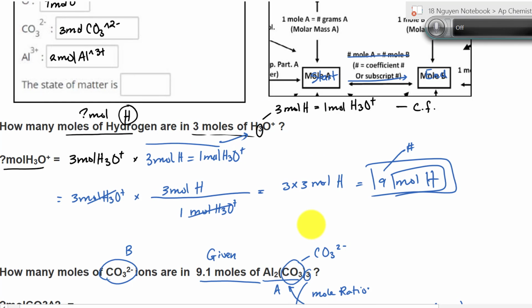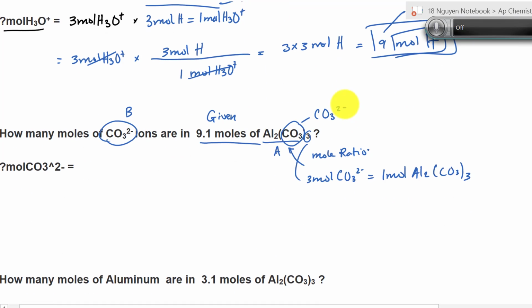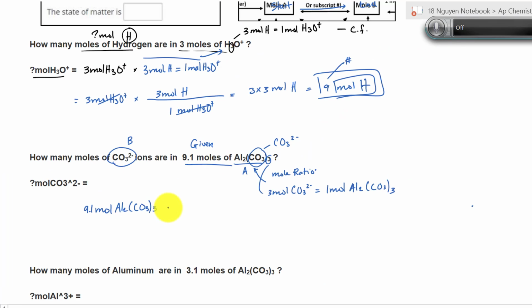So let's use our stoichiometry flowchart and set up the problem. So again, a given times the conversion factor, which is mole ratio, gives us our moles of B. In this case, we have 9.1 mole of aluminum carbonate times a conversion factor, which is this one, 3 moles of CO3 2-. It doesn't matter if I write this first or this first. It's a conversion factor. It doesn't matter. Equal to 1 mole of aluminum carbonate.